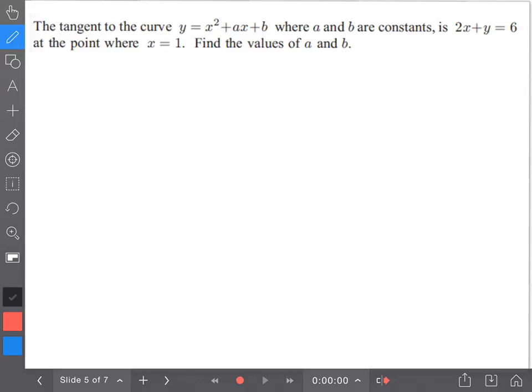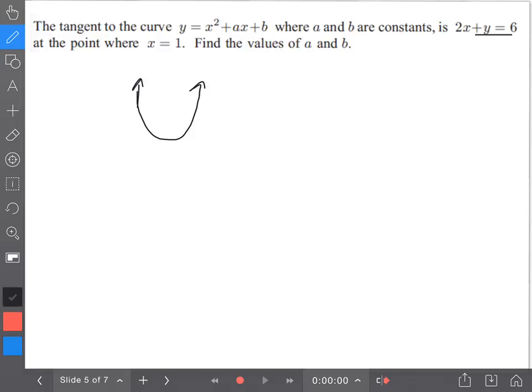All right, so here we go. Tangent to the curve y equals x squared plus ax plus b, where a and b are constants, is 2x plus y equals 6 at the point where x equals 1. Find the values of a and b. All right, so we've got some kind of quadratic, right? Okay, and then at x equals 1, the tangent is 2x plus y equals 6.